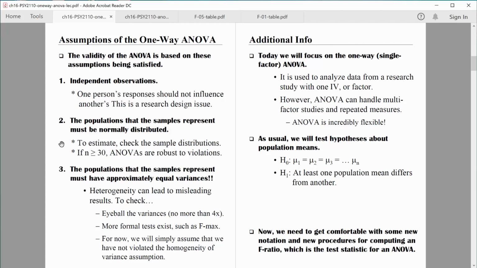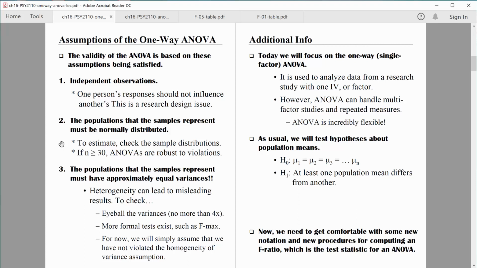The second assumption that must be met is that the populations that the samples represent must be normally distributed. So if I'm collecting data from Democrats, Republicans, and independents in terms of how optimistic they are about our country's future, then the data from those three populations on that particular measure, optimism, needs to be normally distributed. So how can I know that? Remember, I can take a look at my sample data for each of those three groups, and I can look at the distributions. If my sample data is normally distributed, I can safely assume that the population data that the sample data represents is normally distributed as well.